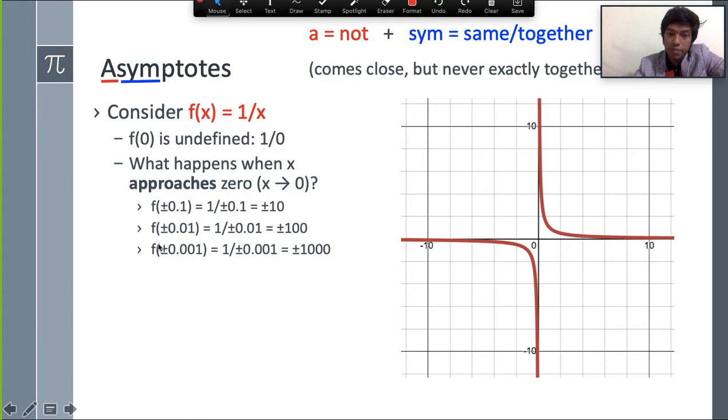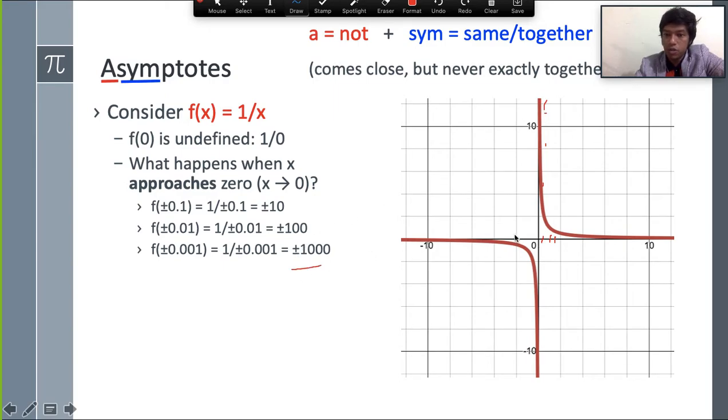If you give 0.01, then 1 divided by 0.01 means 100. 1 divided by 0.001 means 1000. That means if your x value is small, like from here, then the y value becomes bigger. You understand? The y value becomes big. This is what is happening here.